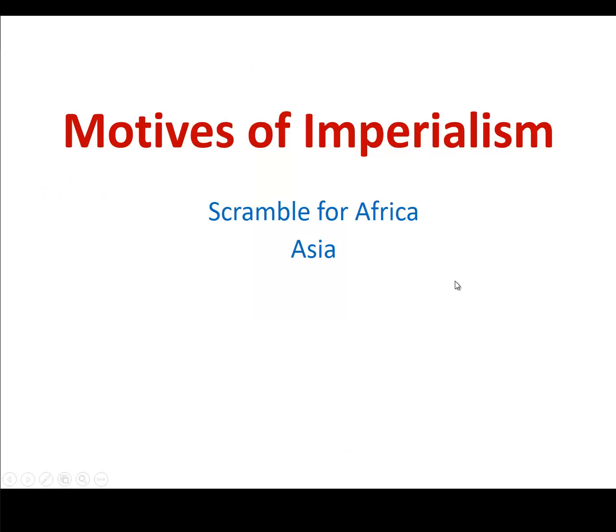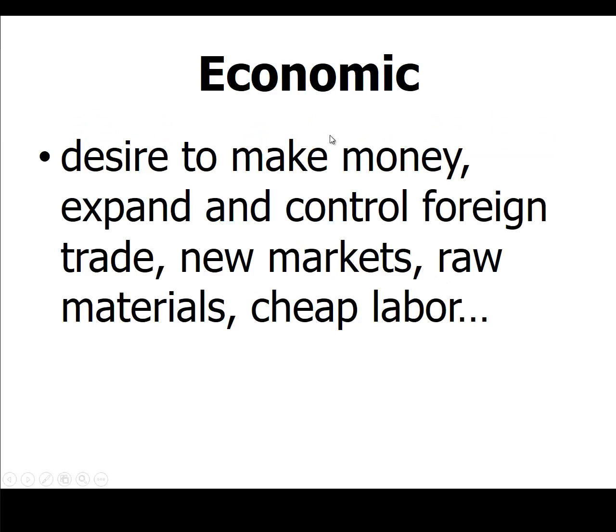So the different motives to imperialism as they raced down to Africa obviously was economic, right? There was a desire to make money. Expand and control foreign trade as they went around different trade routes. They needed ports and things like that.